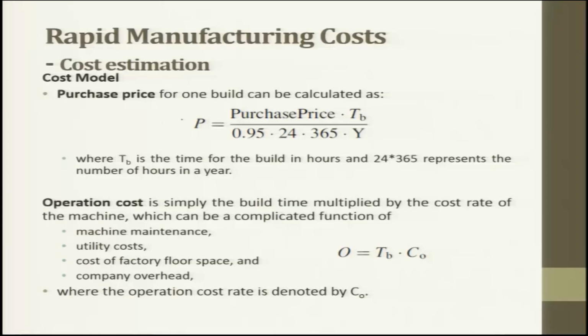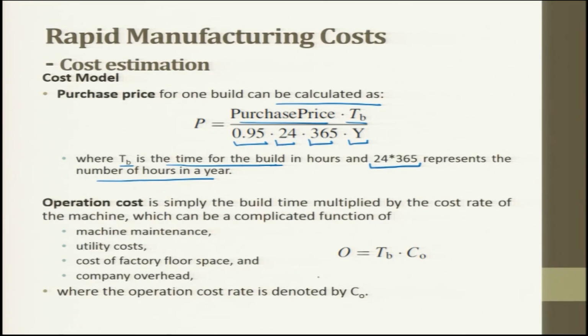So, purchase price for one build can be calculated using this formula. I am talking about 1 unit now, that is the total purchase price into TB by 0.95 into 24 into 365 into y, where y is years. This 24 into 365 represents the number of hours in a year, and TB is the time that is taken to make a build. You might recall the time we took to manufacture the 3D print was around 4 hours in the laboratory demonstrations. So, this is the time for the build in hours.